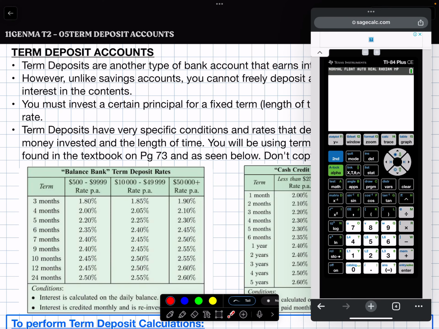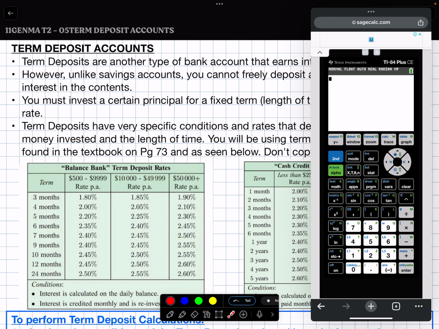No classes have gotten a head start on this from year 10, like I was trying to give people a head start last year. This is new year 11 information. This is the idea of term deposits. This is a real thing.